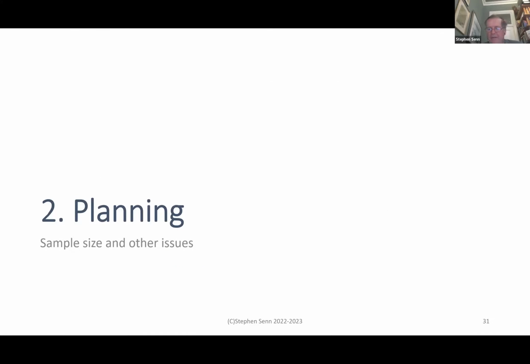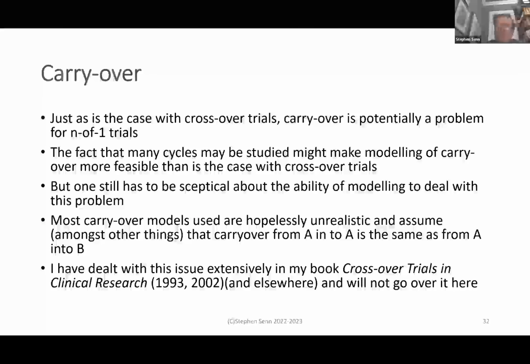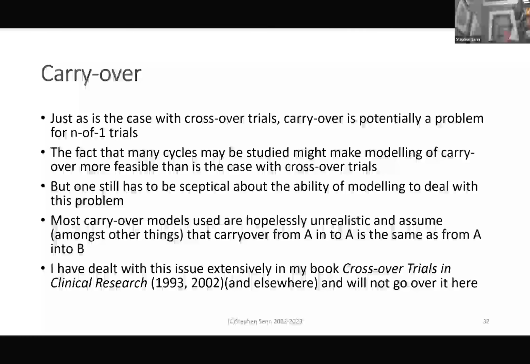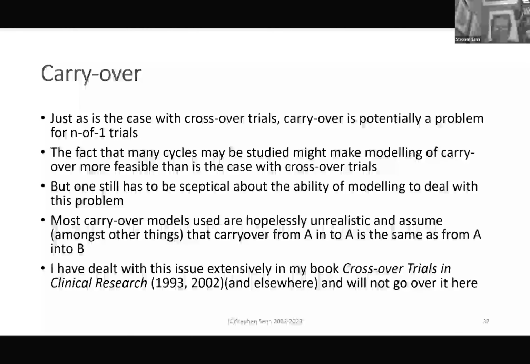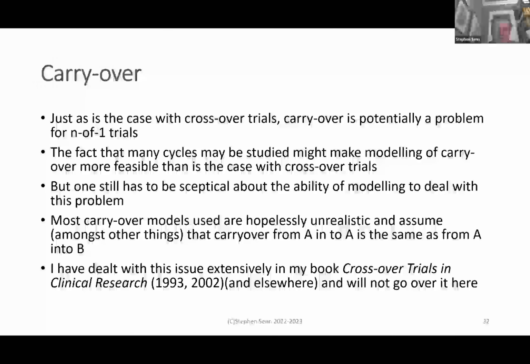Right. So that was binary data, which leaves us about a quarter of an hour to have a look at planning. Just to warn you that exactly as with crossover trials, carryover is potentially a problem for N-of-1 trials. It's possible that because one has many cycles, one's ability to model carryover is greater than with standard AB/BA crossover trials. But I myself am very skeptical as to whether one can make progress this way. Basically, I think that carryover and dealing with it is a matter of biology and medicine. It's not a matter of statistics.